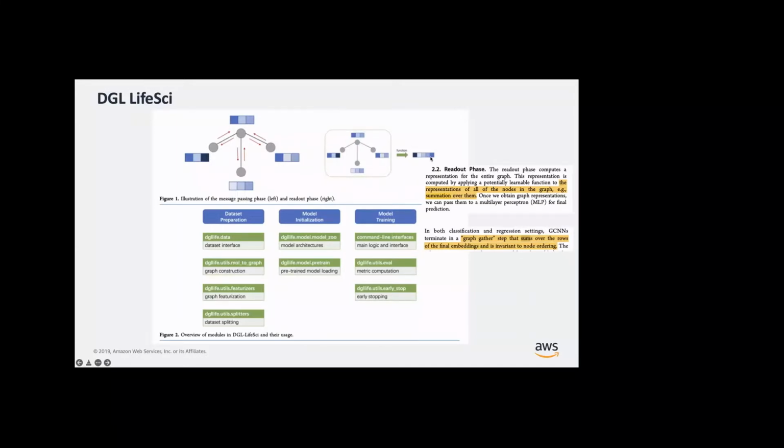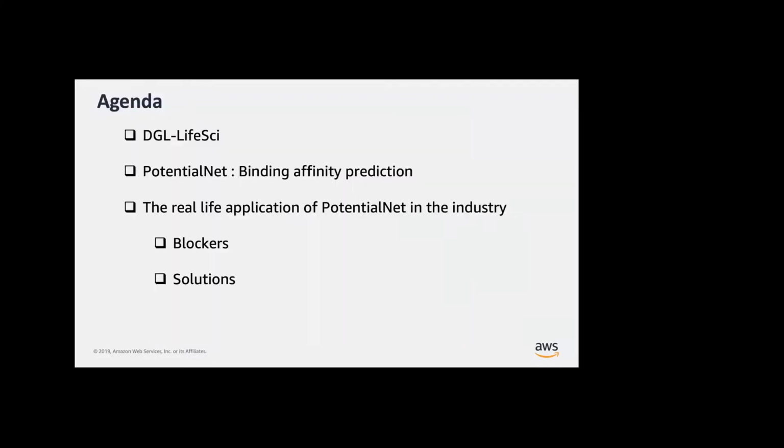And this last latent vector goes into the fully connected layer to compute either a regression or classification model and so on. Basically, this is one of the basic representations of many of the algorithms in DGL Life Science. So that was a nutshell of the basics of DGL Life Science.